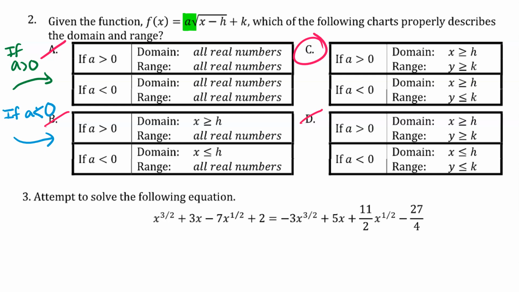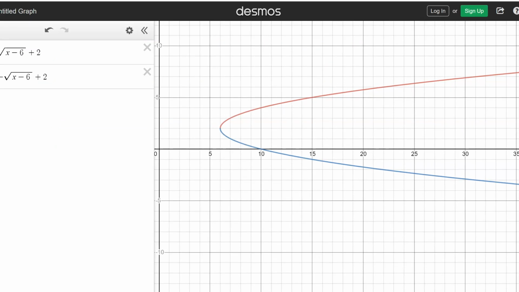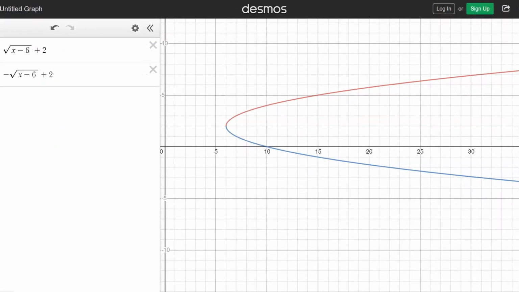Now, let's say you didn't remember it. I gave an example, I pretended, and I plotted one in Desmos. So I'm going to show you that now. I made 2 graphs. I made a red graph and a blue graph. And the only difference between the red graph and the blue graph is there's a negative in the front of the blue graph. So you can see that the domain is going to be the same for both of them.